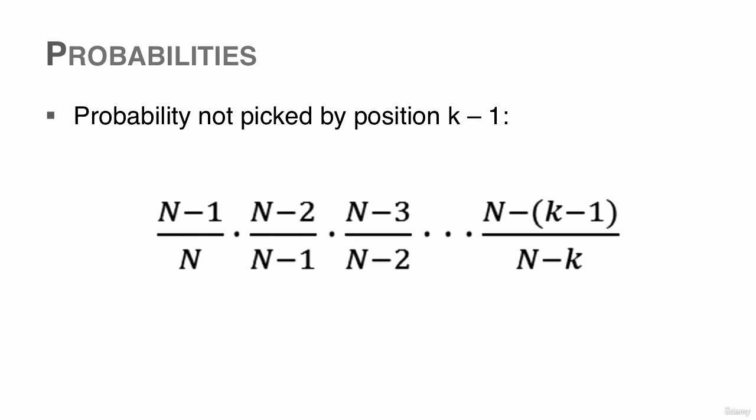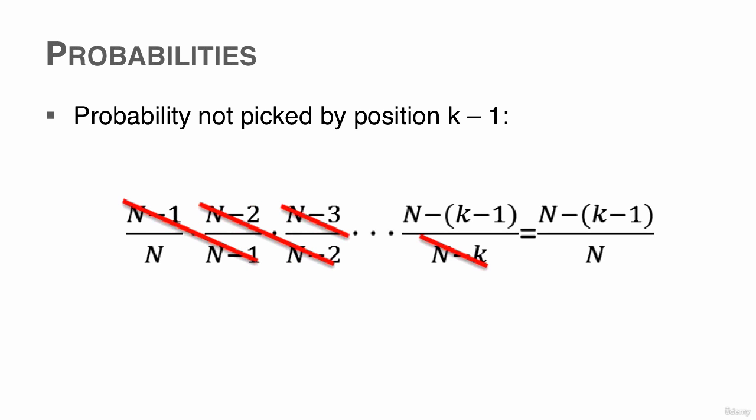The n minus 1 on the top of the first term cancels with the n minus 1 on the bottom of the second term. Similarly, the n minus 2 on the top of the second term cancels with the n minus 2 on the bottom of the third term. You can continue canceling terms until there are only two pieces remaining. The result is this simple expression, n minus k minus 1 divided by n.